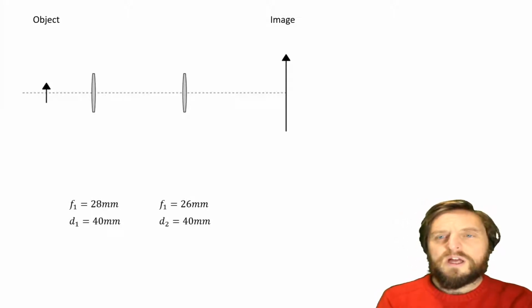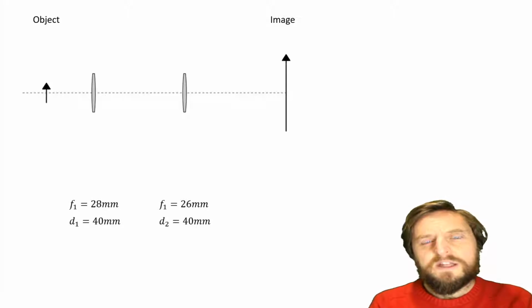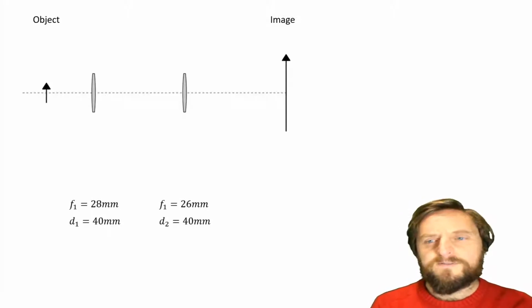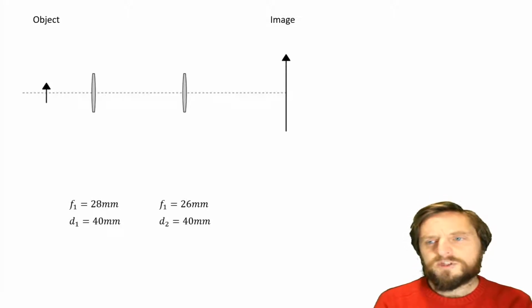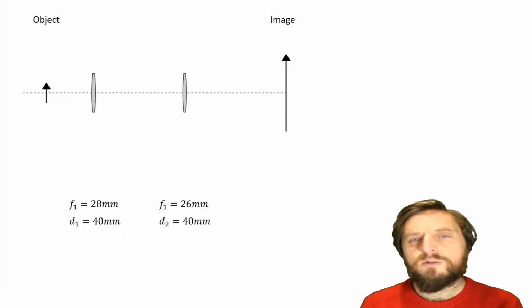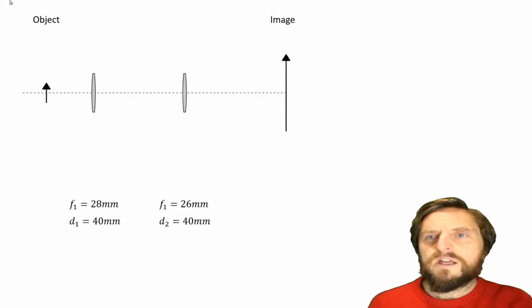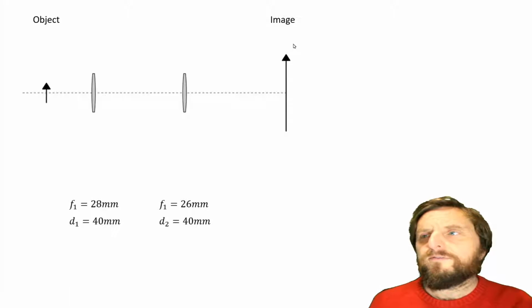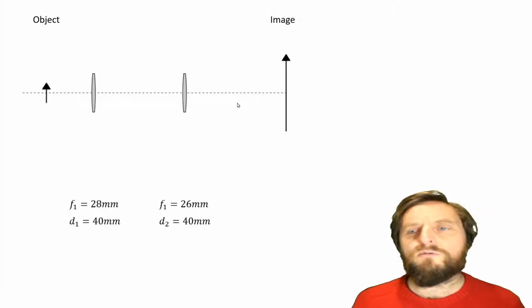So what we're going to look at in this video is exactly how much light we gather for particular situations. Here I've got a fairly straightforward two-lens system. It's got two positive lenses, one with 28mm focal length, one with 26mm focal length. They both have the same diameter, they're both 40mm across. And on the left-hand side here, I've got a small object, and I'm forming an image of it over here on the right-hand side.